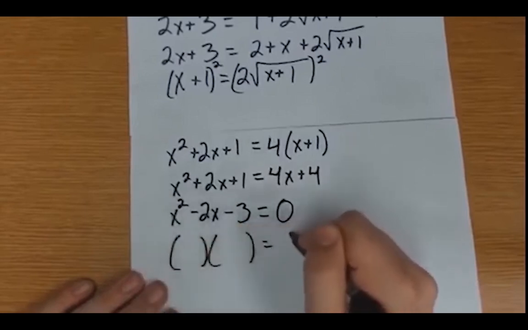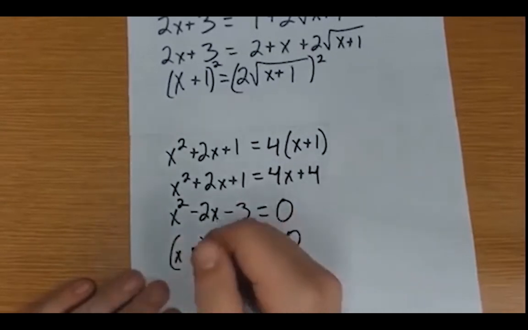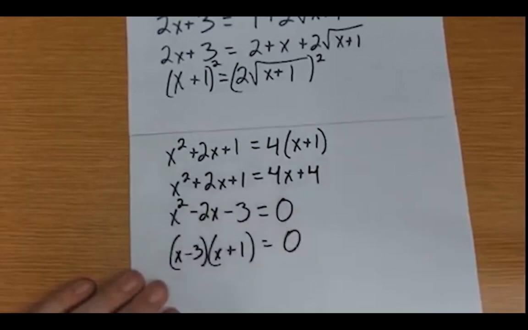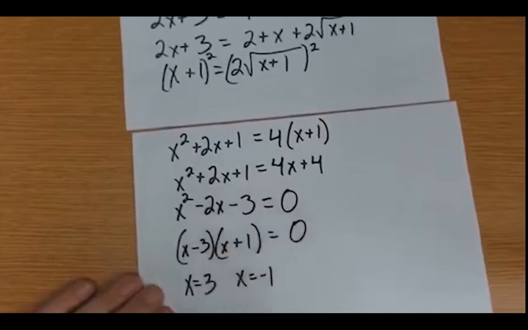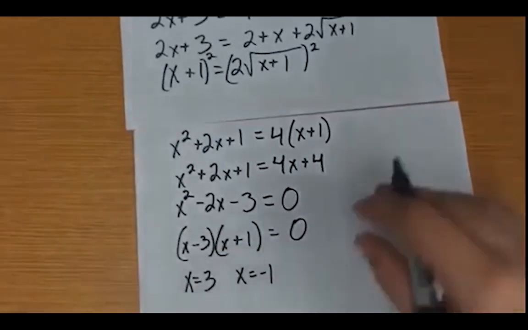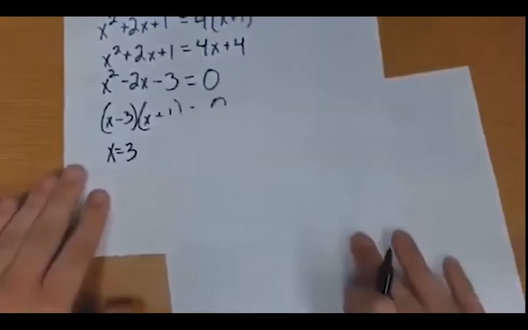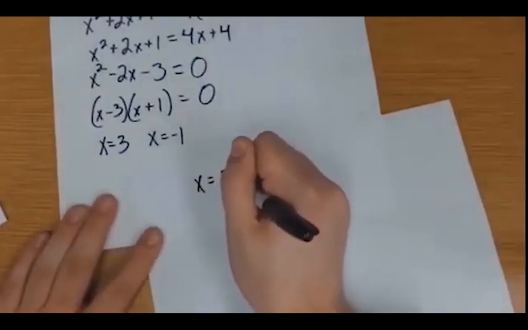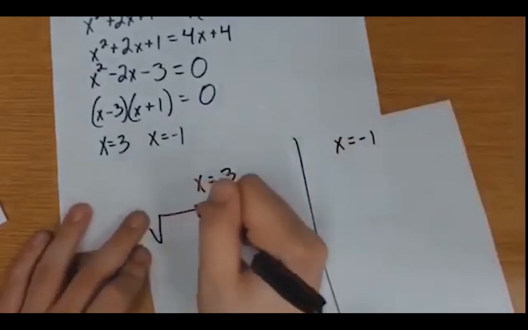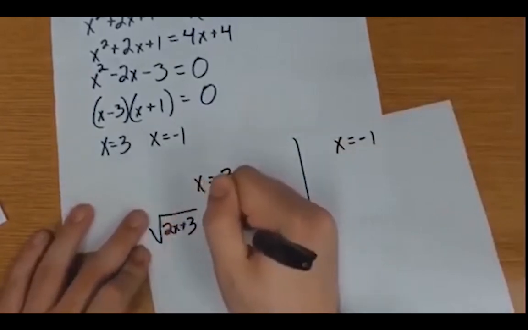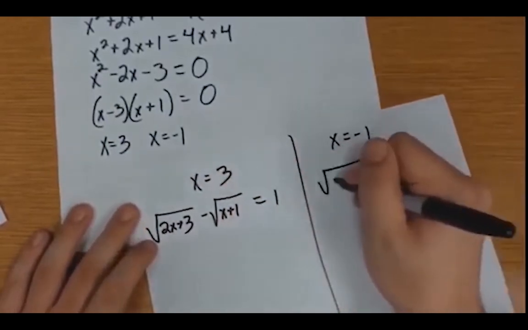Subtract 4 from positive 1. The numbers that multiply to negative 3 and add to negative 2 are negative 3, positive 1, which means x equals positive 3, and x equals negative 1. We now have to check that in the original equation, which was radical 2x plus 3 minus radical x plus 1 equals 1.